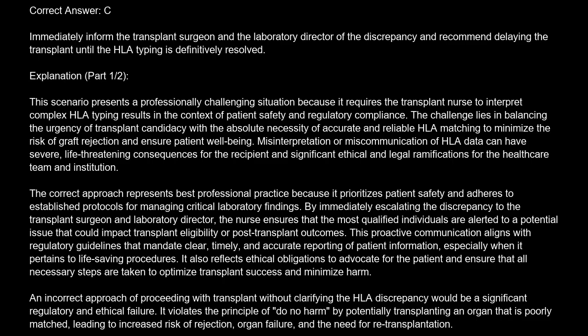This proactive communication aligns with regulatory guidelines that mandate clear, timely, and accurate reporting of patient information, especially when it pertains to life-saving procedures. It also reflects ethical obligations to advocate for the patient and ensure that all necessary steps are taken to optimize transplant success and minimize harm.